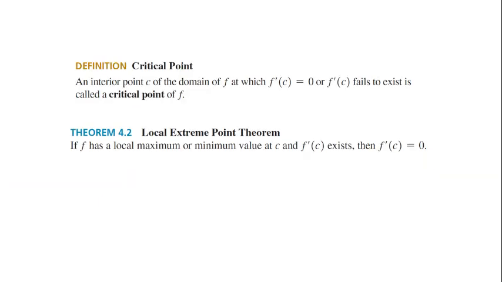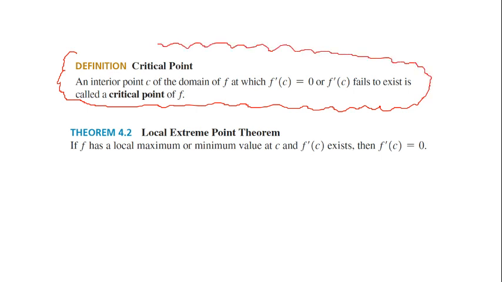Now, local maximums and minimums always occur at what are called critical points. You definitely need to write this down, and no, I won't ask you to recite the definition of a critical point. You do need to know the definition of a critical point because you are going to be using it a lot. So a critical point is always an interior point. That's actually really important, that critical points are always interior points. So an interior point C in the domain where the first derivative is equal to 0, or the first derivative fails to exist is what is called a critical point.